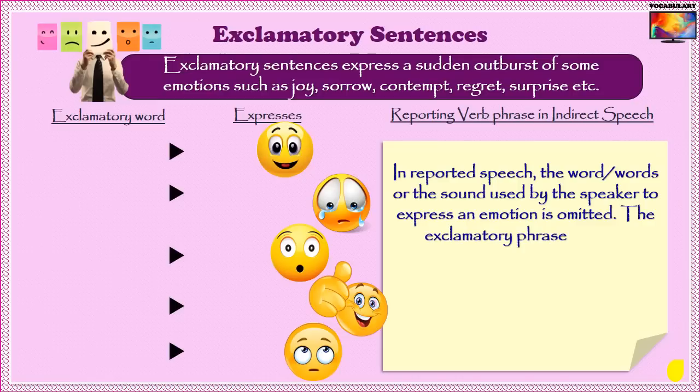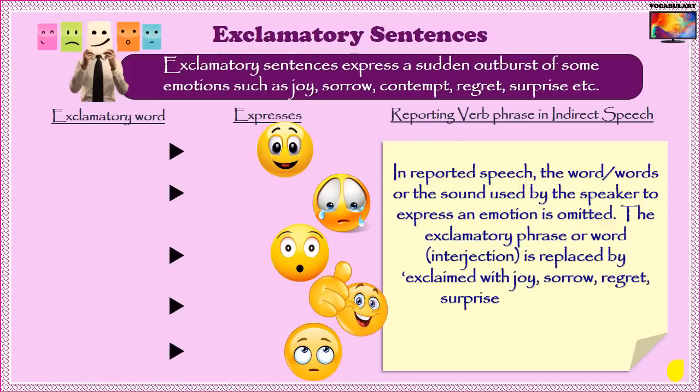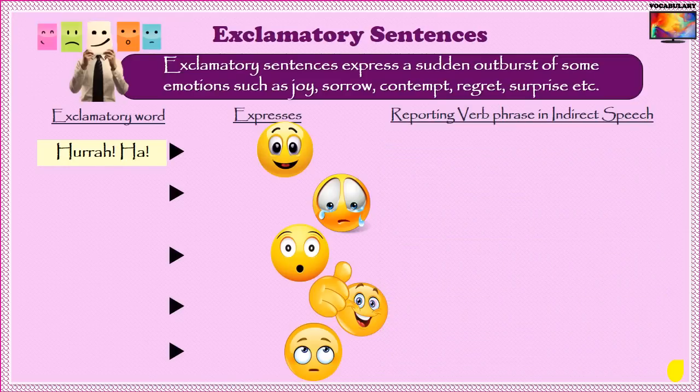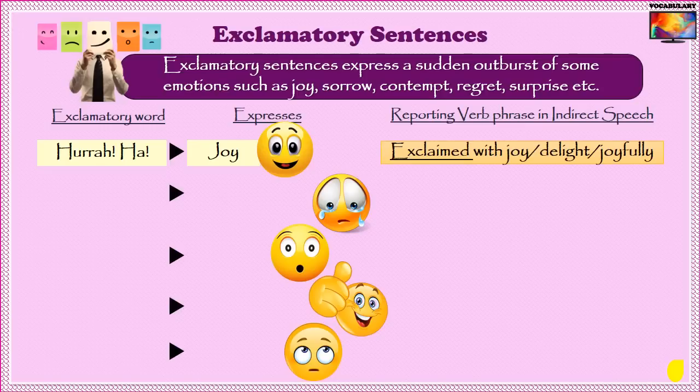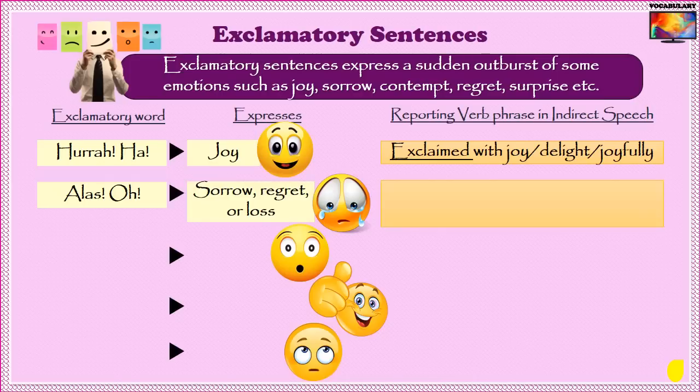The exclamatory phrase or word, that is the interjection, is replaced by expressions such as exclaimed with joy, sorrow, regret, surprise, contempt, etc. In particular, the interjections hurrah or ha, which reflect joy, would be expressed as exclaimed with joy, delight, or exclaimed joyfully. The interjections alas or oh, which reflect sorrow, regret, or loss, would be expressed as exclaimed with sorrow, grief, regret, or cried out.